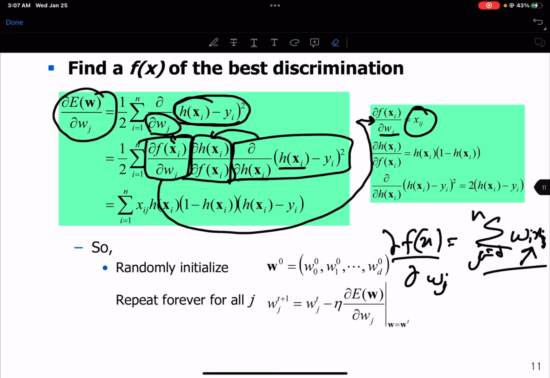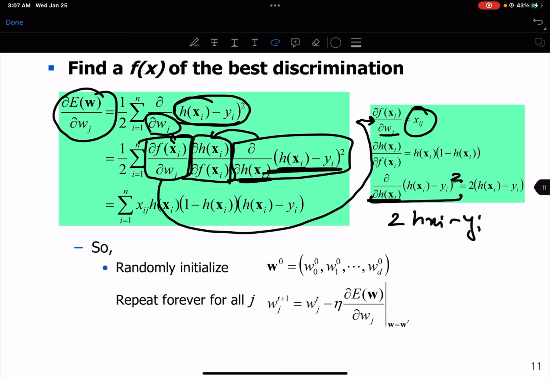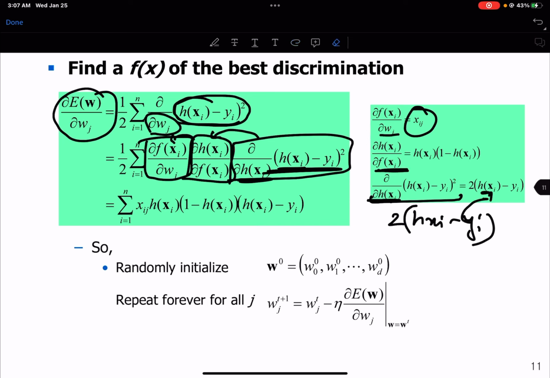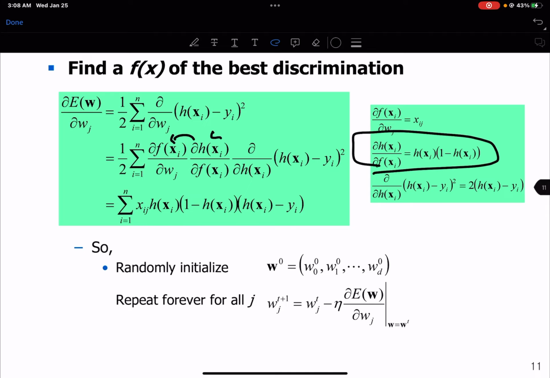This is fairly simple. And then if we take the derivative of this function, this part, with respect to h of x, simply the derivative is 2(h of xi minus yi). And the next part is taking the derivative with respect to xi, the last component. Let's see how we can take the derivative of h of xi with respect to f of xi such that it is equivalent to this.